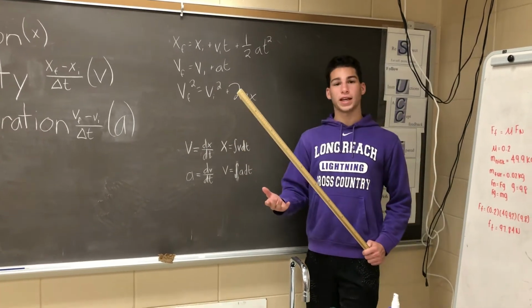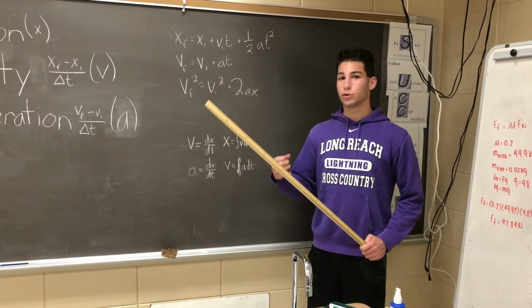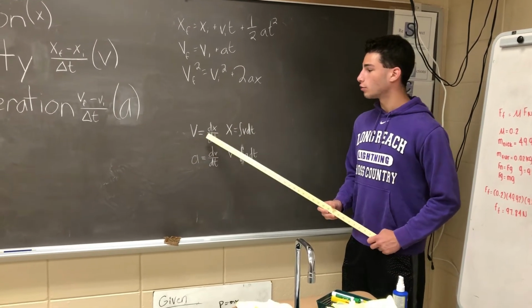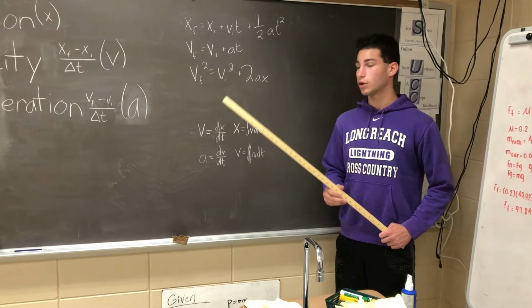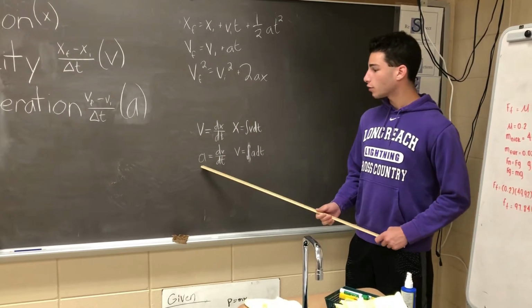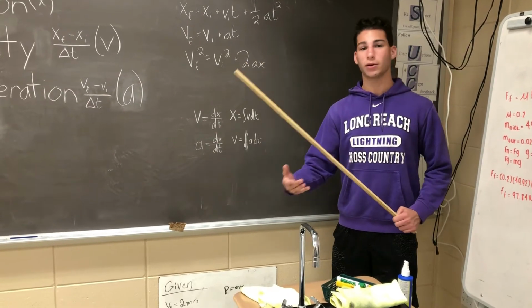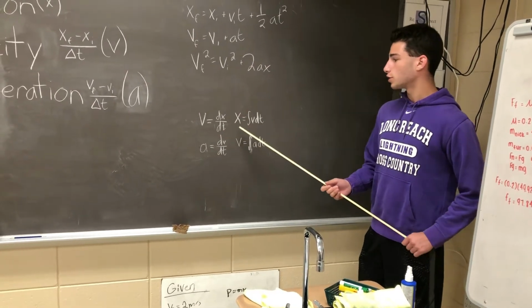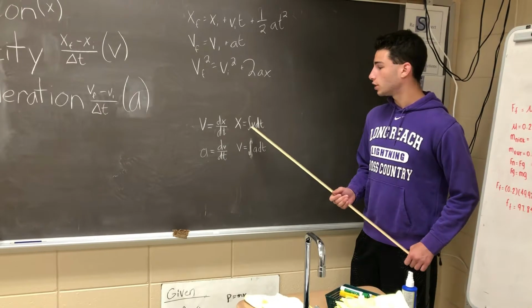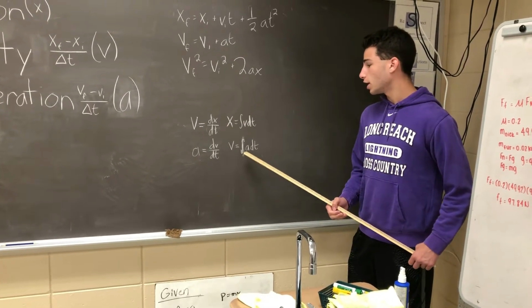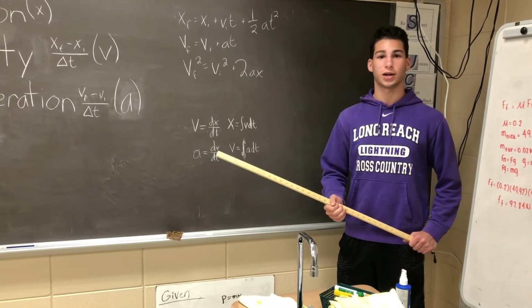We can also relate these three concepts through calculus. For example, velocity is equal to the derivative of position over time, and acceleration is equal to the derivative of velocity over time. We can also go backwards using calculus as well. For example, position is equal to the integral of velocity with respect to time, and velocity is equal to the integral of acceleration with respect to time.